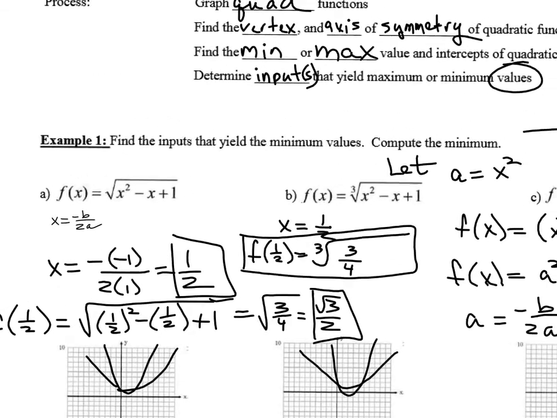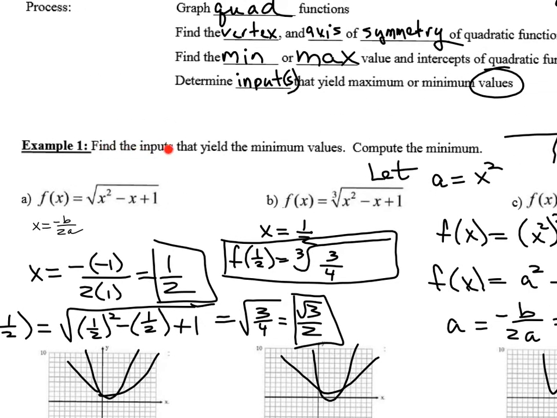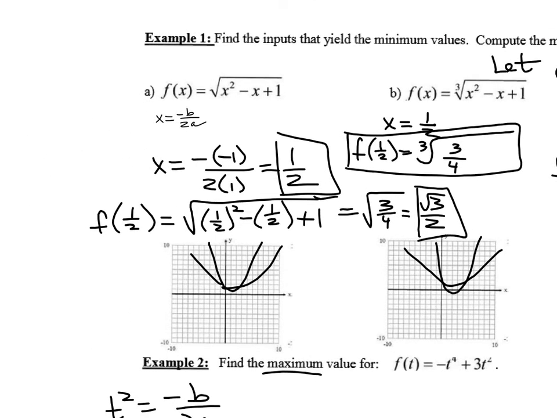If you look here in the directions, it says find the input that yields the minimum value or values, and then compute the minimum. So this is saying find the x value of the input or of the vertex, and then compute the minimum, which is the output of that. If we had just x squared minus x plus 1 without the root, that would be a quadratic. It'll look something like this, and you could check it on your graph.